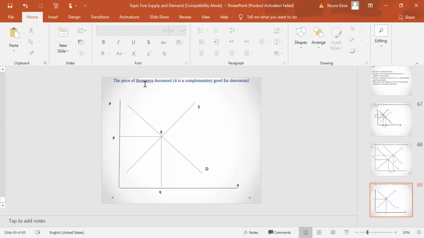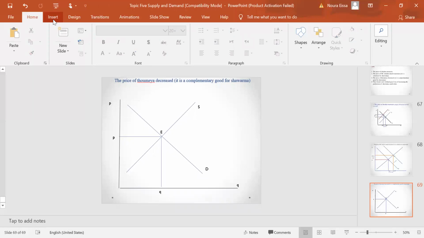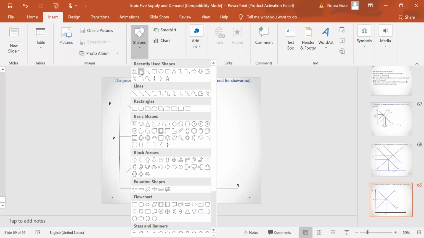This is step number 1. Step number 2, the price of tomato decreased. And they're telling me tomato is what? A complementary good for shawarma. So with a complementary good, is this a change in supply or a change in demand or a change in both? This is a change in demand. Okay, the price of tomato decreases, so do people buy more or less shawarma? They buy more shawarma. So actually this is what's going to happen to your demand. It's going to increase and shift to the right.